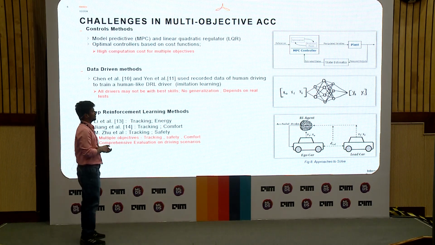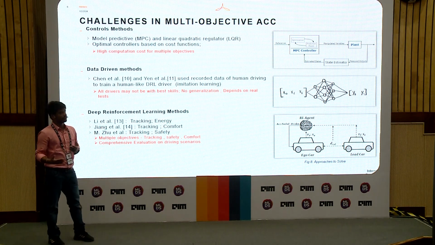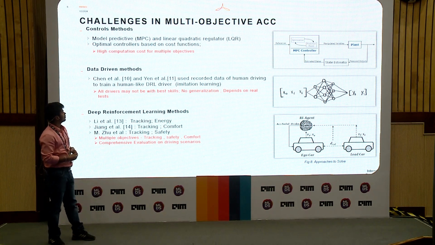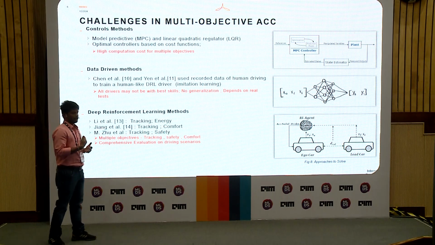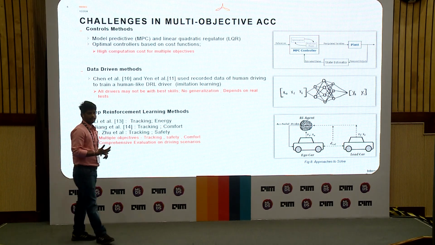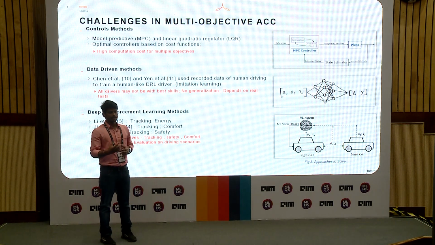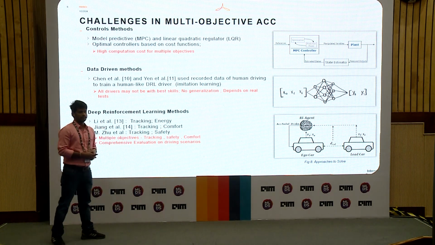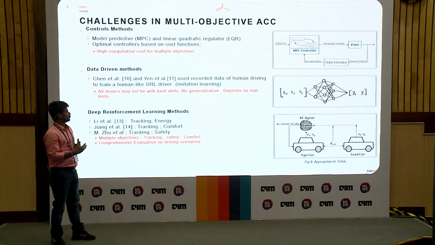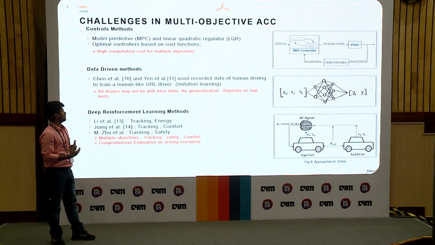The challenge in multi-objective adaptive cruise control is, like I said, that for the MPC controller the computation is very high when you go for multiple objectives. I mentioned tracking, safety, and comfort. When you put so many objectives, it is difficult to give the proper output in a certain amount of time. So the computation requirement is very heavy for this.